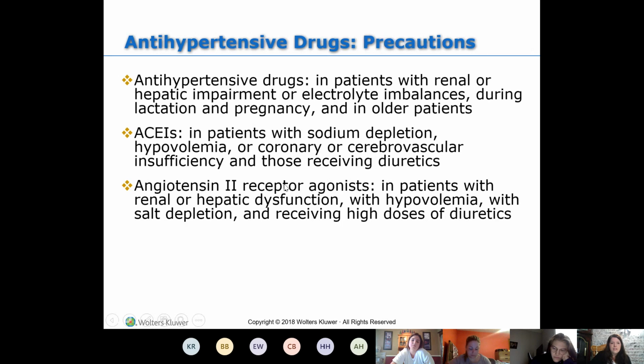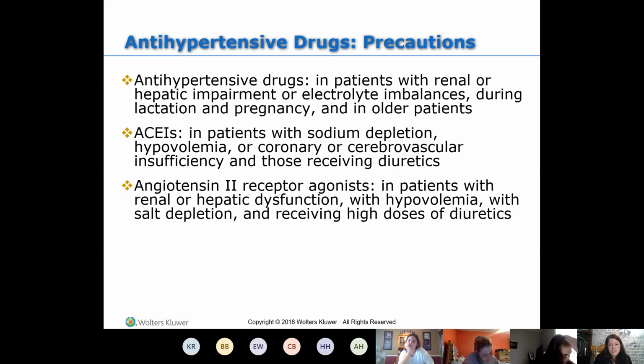All right. We're going to use antihypertensive drugs very cautiously in patients with renal and hepatic impairment and electrolyte imbalances. We're going to use ACE inhibitors very cautiously in patients with sodium depletion, hypovolemia, or those who are already receiving diuretics. And then angiotensin II receptor agonists, we're going to use cautiously in patients with renal and hepatic dysfunction, with hypovolemia and salt depletion, and receiving high doses of diuretics. So at the end of the day, that's a whole bunch of words to say.